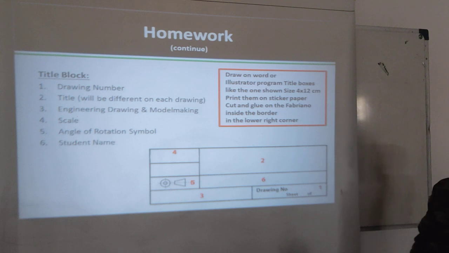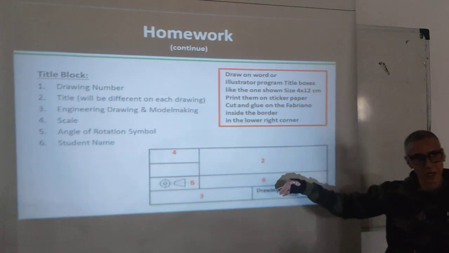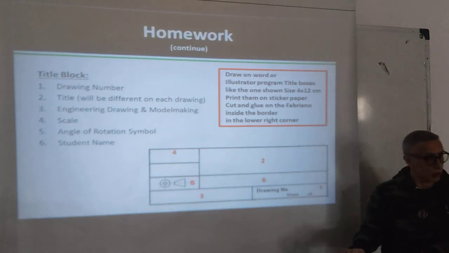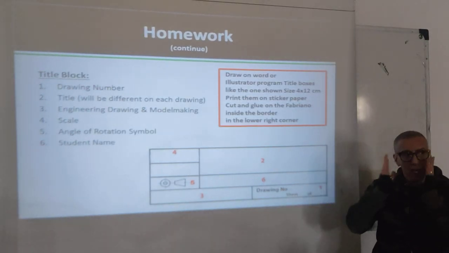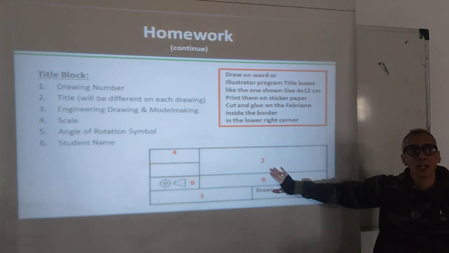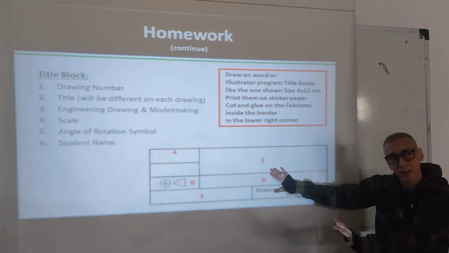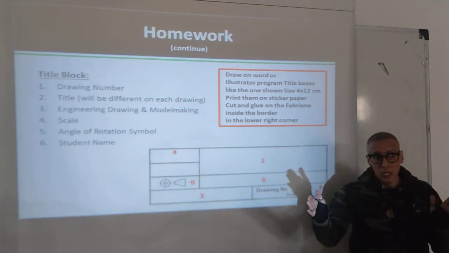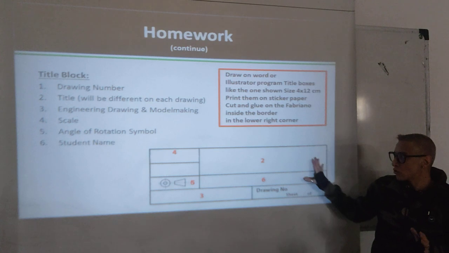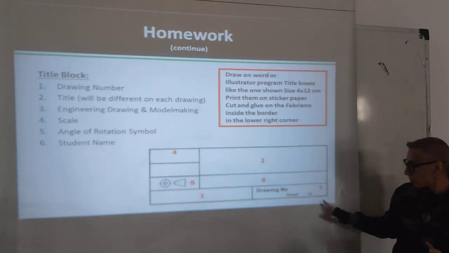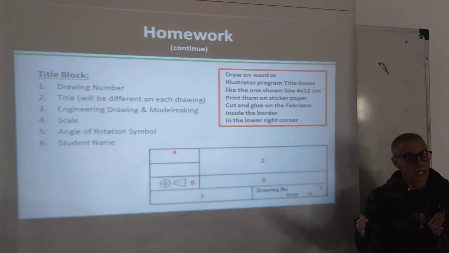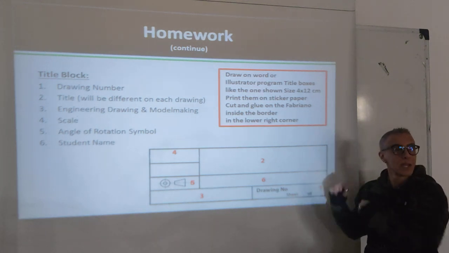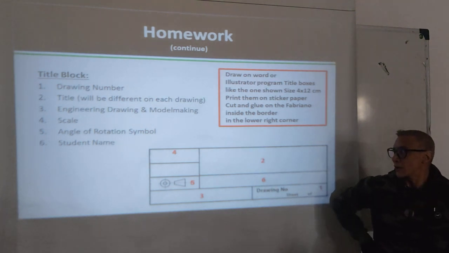So, this box needs to be just printed on sticker paper. You will cut it and you will glue it on your drawing. But as I said, even though I put it now in the homework, please leave it till later. Okay, for now, just prepare the border and the zones and leave this area free. But you need to know in general about it, the measurement, so that you don't draw something on this area, where this should be, the title block, okay? That's why I put it now.